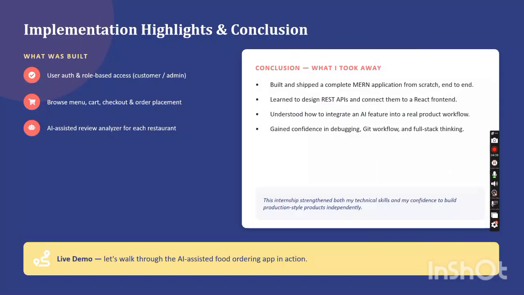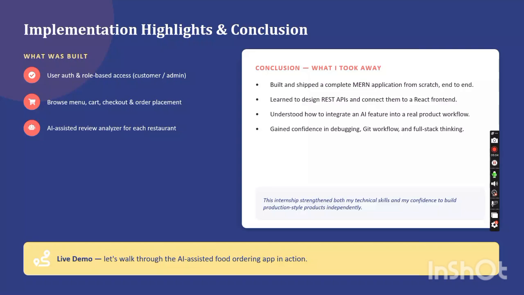Moving to what I actually implemented in this project. I built user authentication with role-based access. So admins and customers have different permissions and views. Customers can browse the menu, add items to their cart, and complete the checkout and order placement flow. There is also real-time order status tracking, so users can see where their order stands.